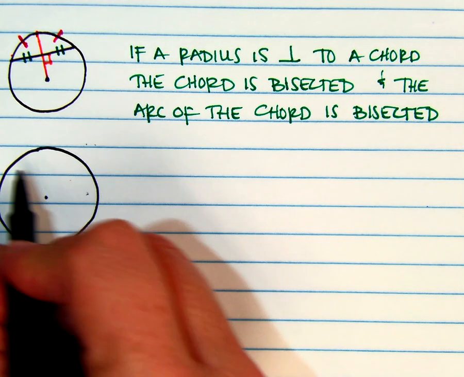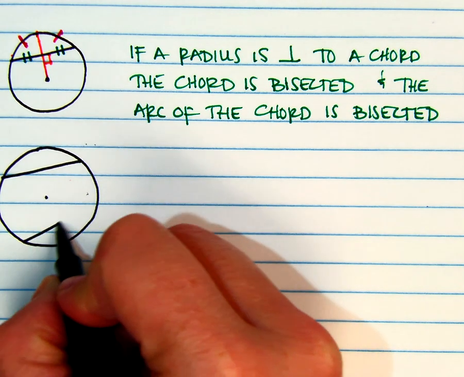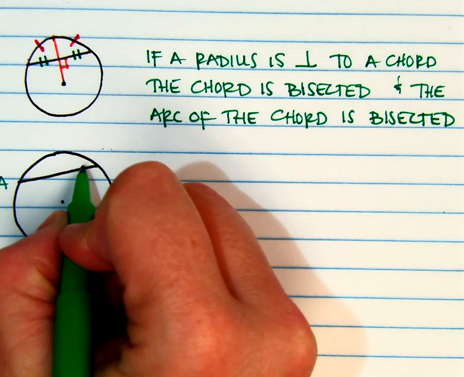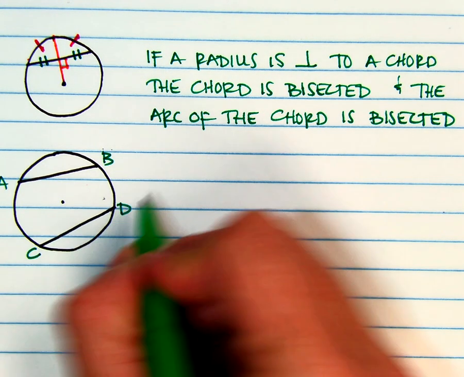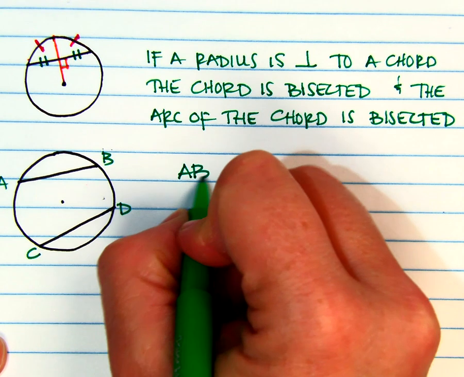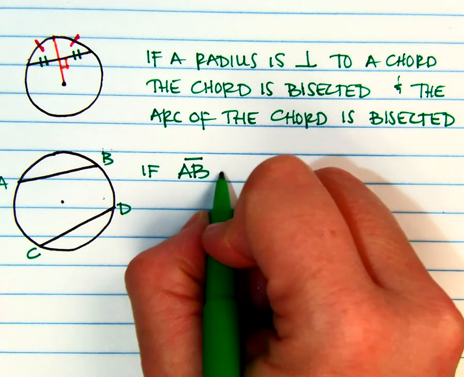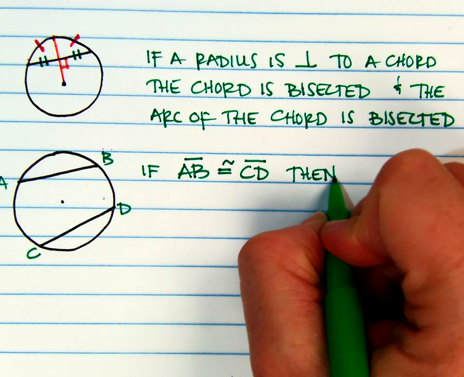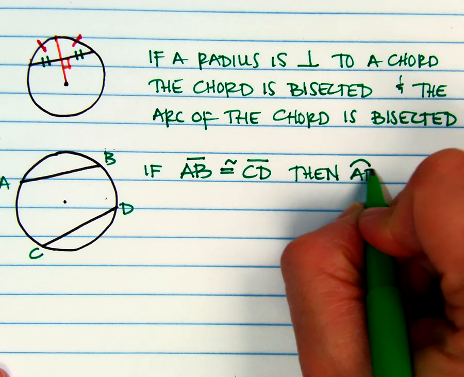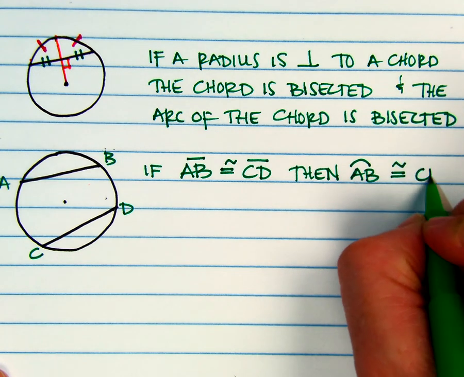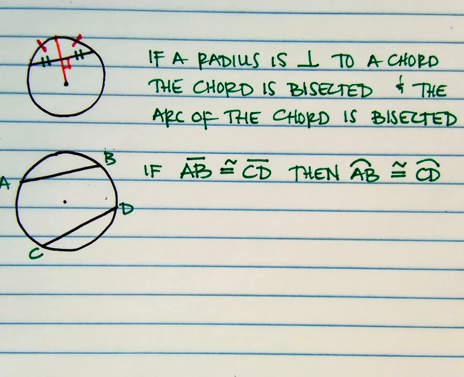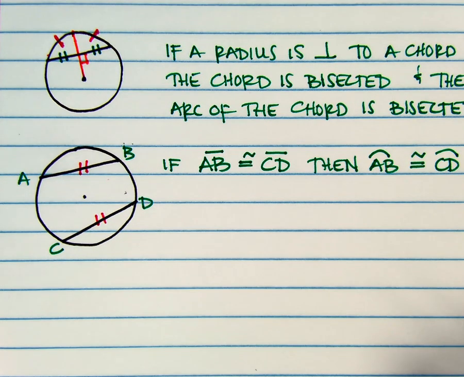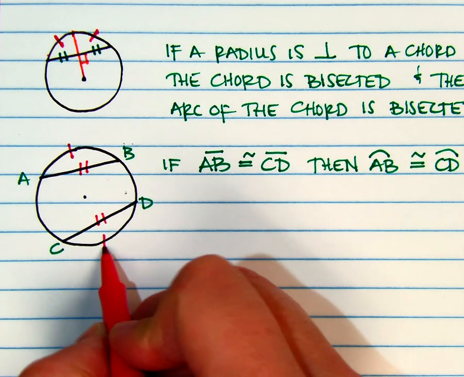If we have another circle with chords, some letters in here, this is A, B, and C, D. So if chord AB is congruent to chord CD, then arc AB is congruent to arc CD. So if I know that these chords are congruent, then I also know that the arcs are congruent.